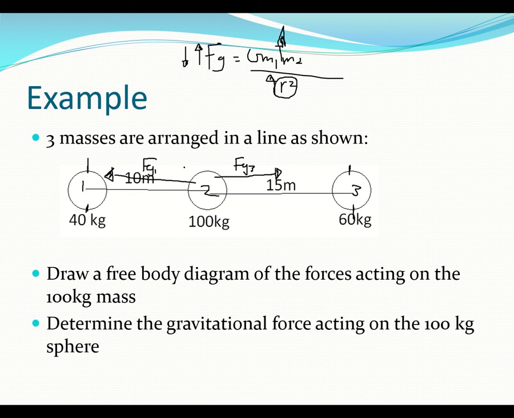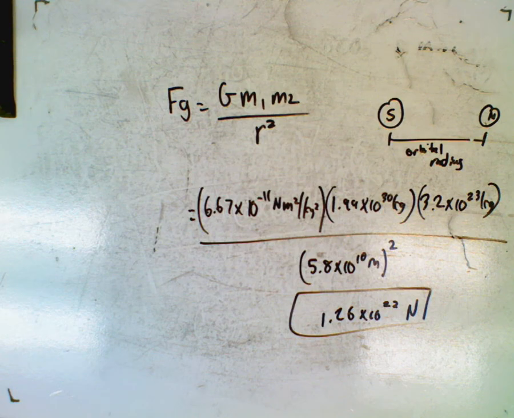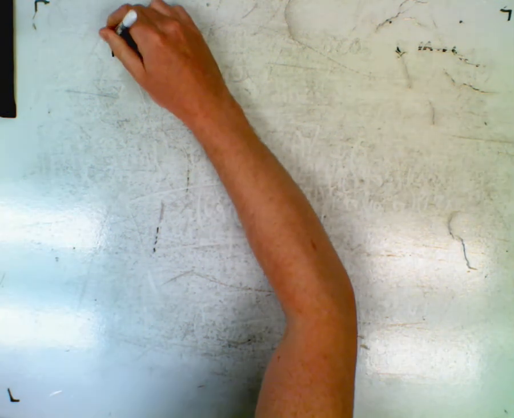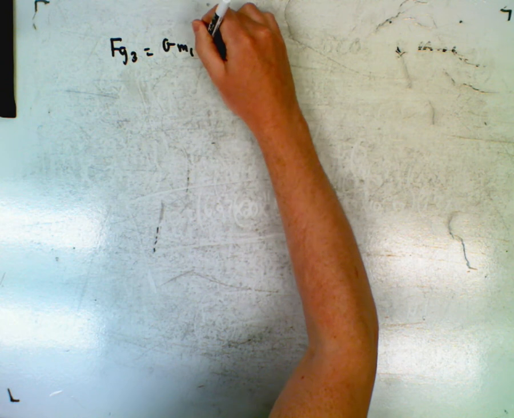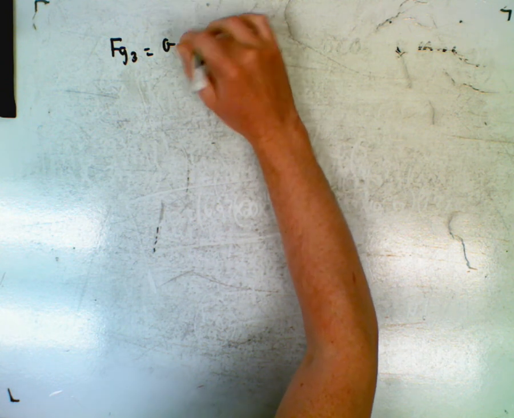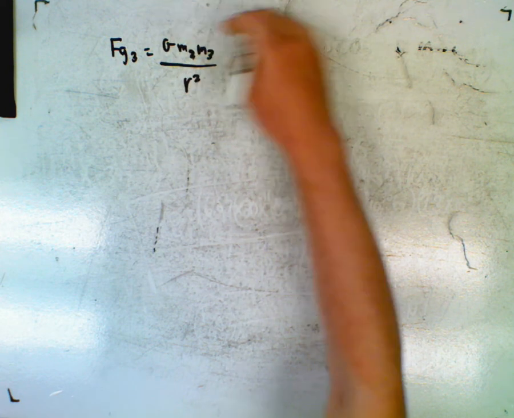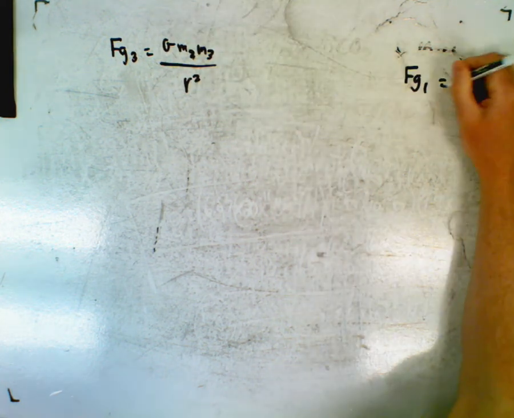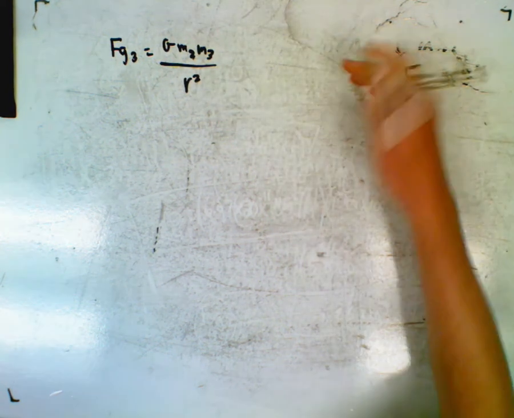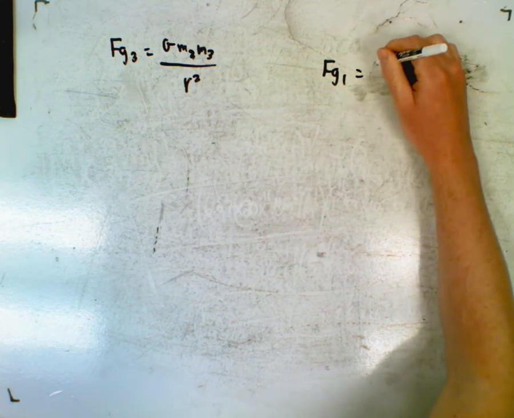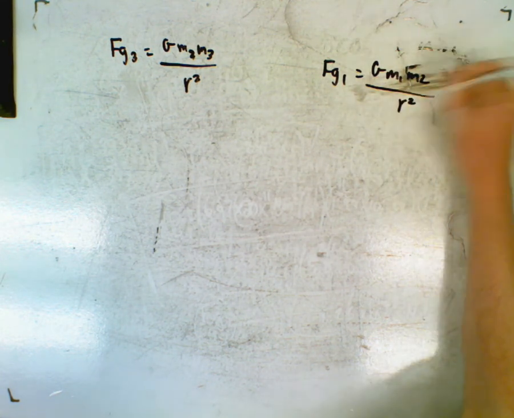Okay, so let's determine the gravitational forces acting on the 100 kilogram sphere. So we need to do this as two separate equations. We can't do this as one. So we need to find Fg3 and we need to find Fg1 separately. So Fg3, let's actually call this 2 and 3 over r squared. That's how we're gonna use the 100 kilogram mass and mass 3. And then to find Fg1, we're gonna use mass 1 and mass 2 all over r squared.